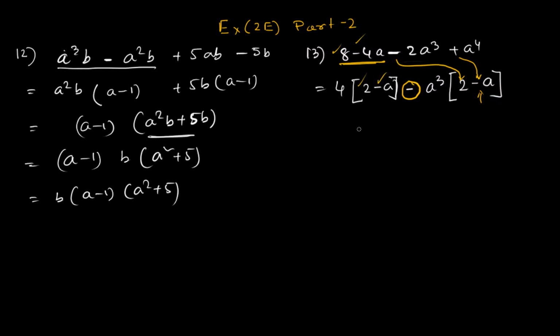You should be very much careful while taking a negative term common. So we can now take 2 minus a common, and we'll be left with 4 minus a cube. So that should be the answer for the 13th one. Okay, so let's do the 14th one.